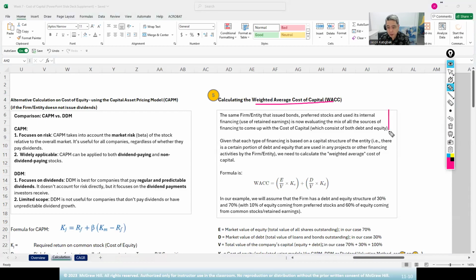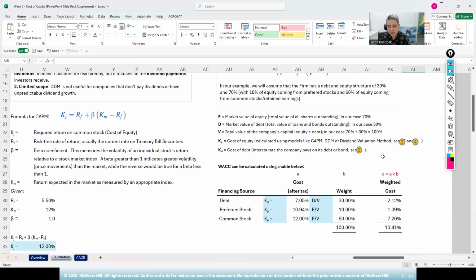so the same company that we were looking at on the left side. Given that each type of financing is based on the capital structure of the entity, we need to calculate the weighted average capital. So KE, cost of equity, plus that allocation of KD, which is cost of debt. And then here, better explained, I put the numbers here to make sure it's actually there, but I need to make sure that you can see it.